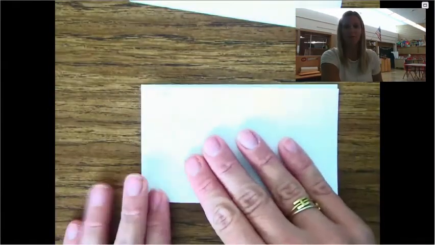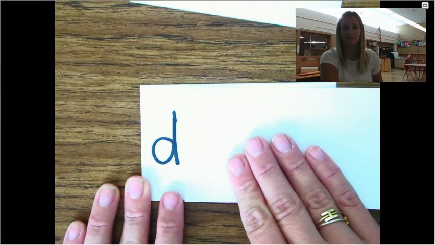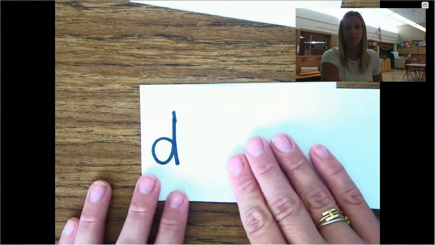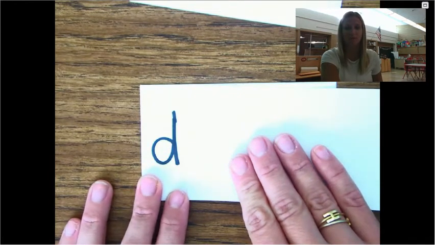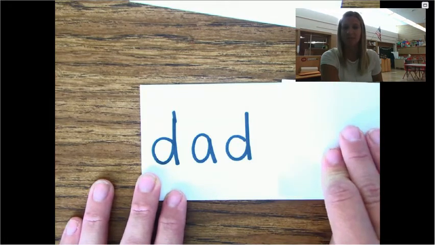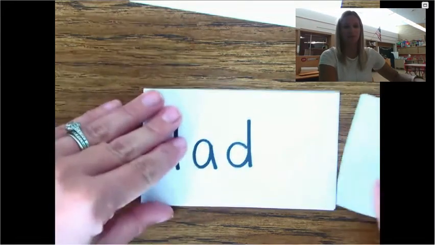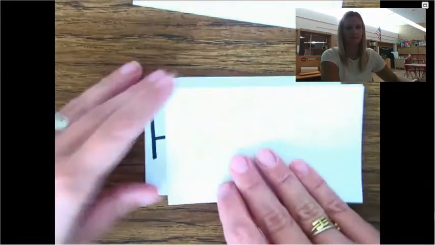Then you're going to continue to do the same thing. You're going to cover it up. Whose name starts with a D? D. So you can ask them the letters, go over the sounds, sound out the word. Do you know what that says? And they might be able to blend, or you can help them. They may say Dad.